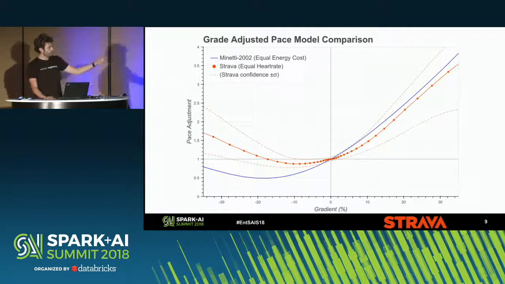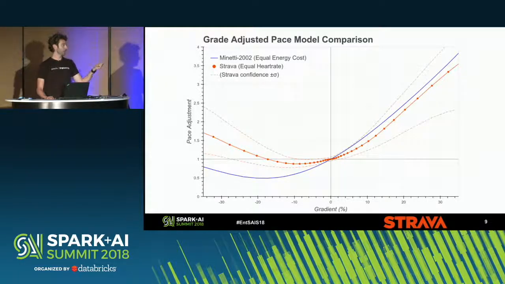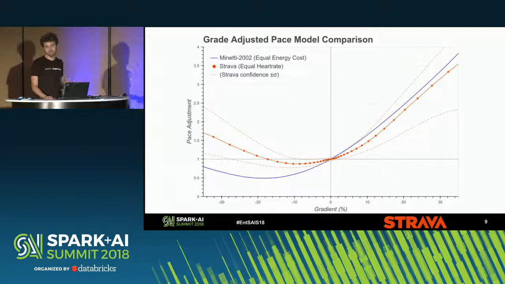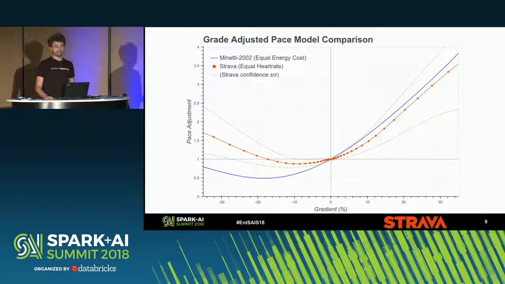So for example, the old model predicted that at a 20% gradient, you could run twice as fast as you could on flat ground, and it's pretty easy to see that that's not true. Running downhill that steeply is actually harder, because if you try to run fast, you'll end up stumbling, and it just requires a lot of energy output to not just crash.